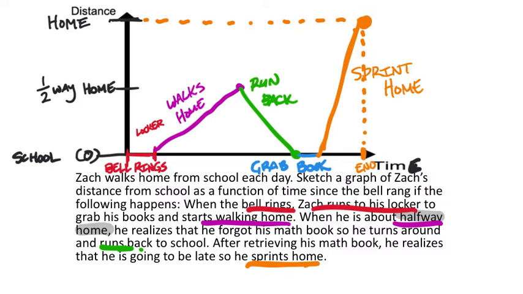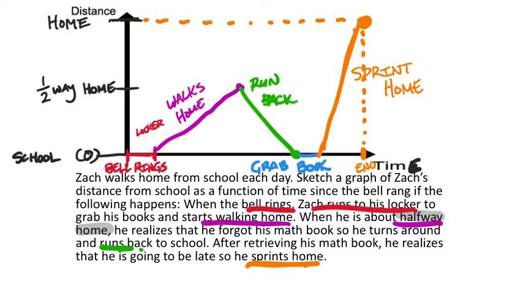And that acknowledges everything that happened in the story. I think we got everything. Bell rings, walks home. Again, that's halfway home right there. He's going to run back. He grabs his book, so he's at the school right there. So again, that's 0 at school. He's going to sprint home. Boom, we did it.